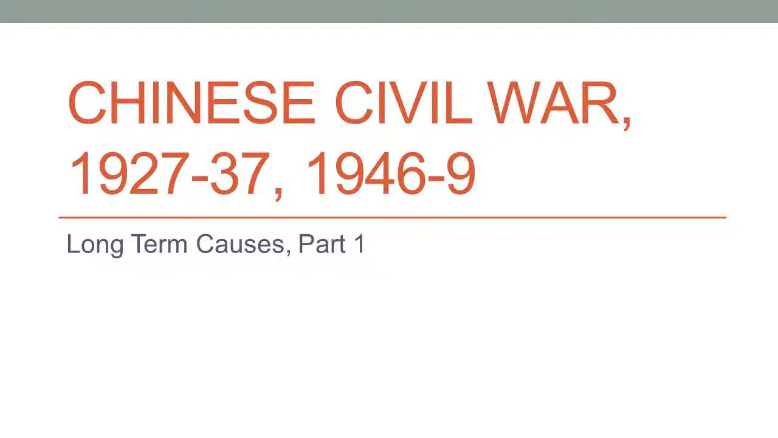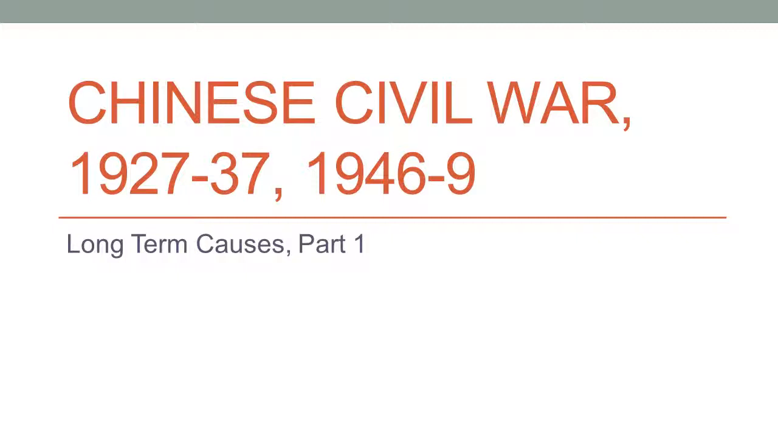So here we go with looking at part one of the causes of the Chinese Civil War. But before we start looking at these, first a little bit of background about the Chinese Civil War. As you already know, I'm sure, the Chinese Civil War was fought between the communists, led by the Chinese Communist Party, and the nationalists, led by the Kuomintang. And so it began in 1927 and was fought for a decade.